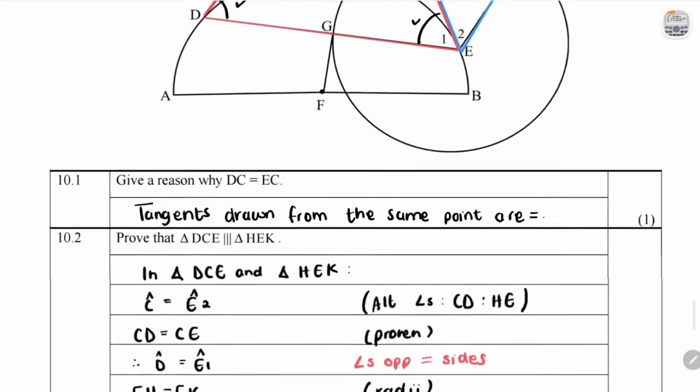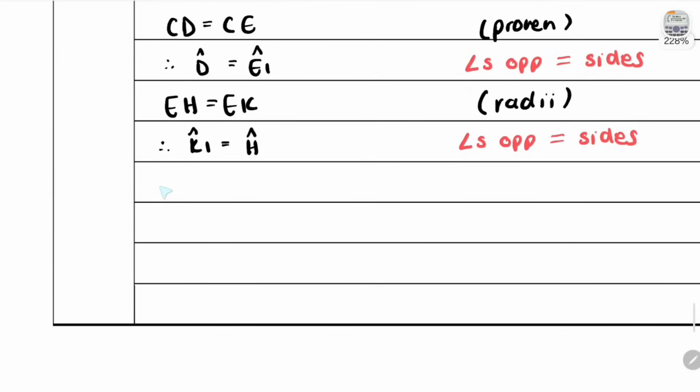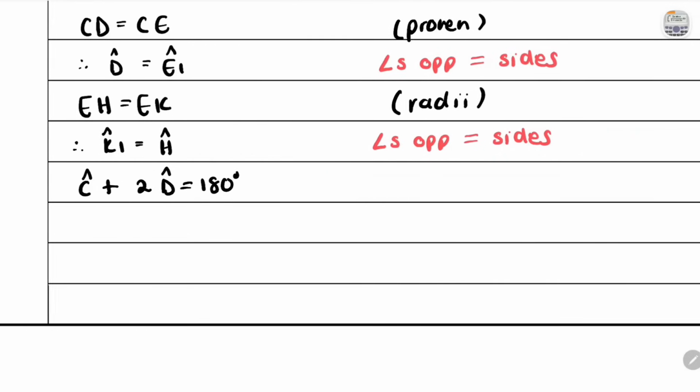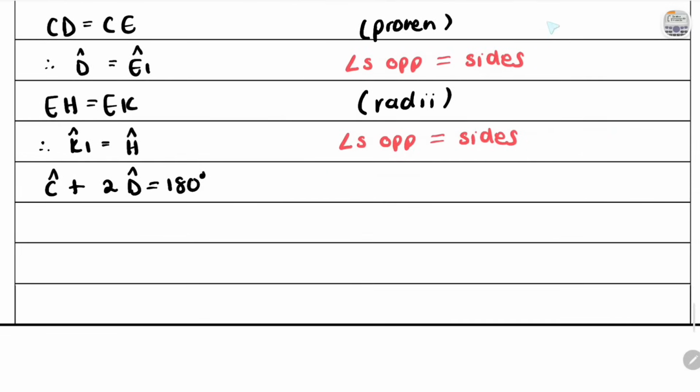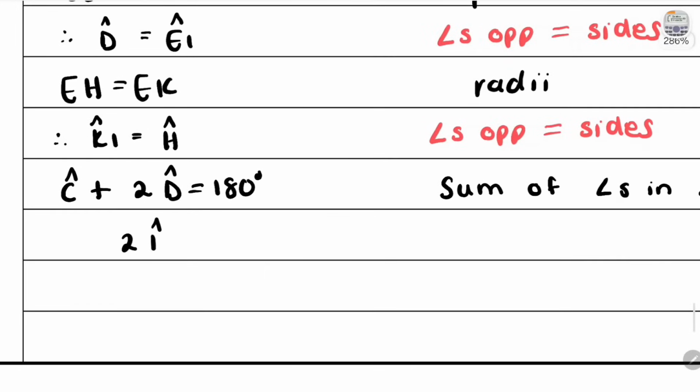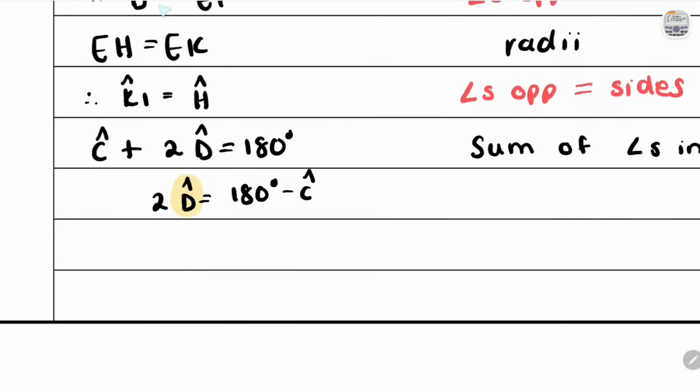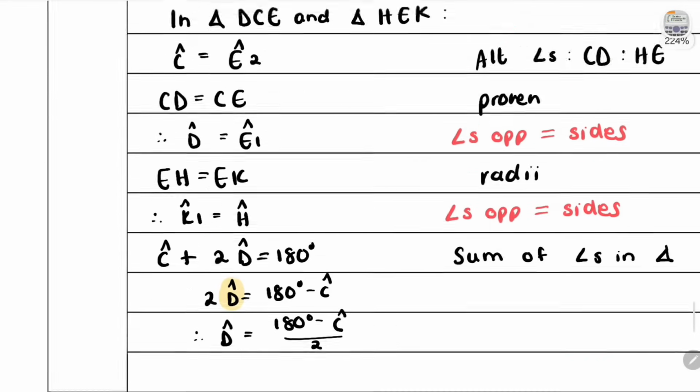Okay, so we can go ahead and show them this. Because we already showed them that that was equal, we can say that angle C plus 2 angle D is equal to 180 degrees, and this is because of the sum of angles in a triangle. So therefore, 2 angle D is equal to 180 degrees minus angle C. And then just to make angle D the subject, we can just divide both hand sides by 2. So this would mean that we're saying angle D is equal to (180 degrees minus angle C) over 2. The whole point is that the equations are going to be exactly the same. So that's for the red triangle.